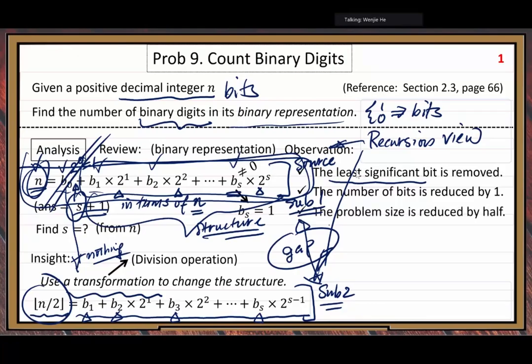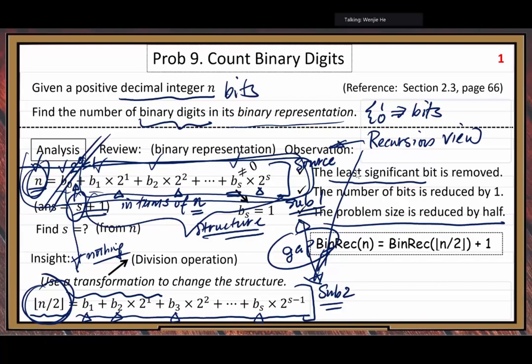And when you look at the problem size, it is reduced by half. Look at the problem size here: approximately n over 2. Although not exactly, it is a very close approximation. So we call it half size reduction.